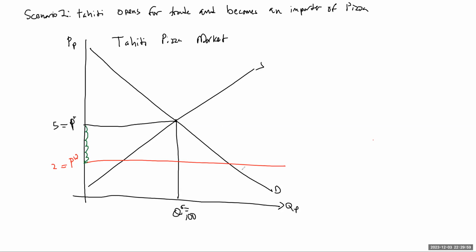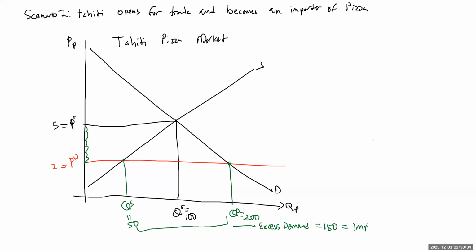Okay. And when that happens, everybody and their grandmother wants to buy pizza. I don't know, 200 slices. But a lot of domestic producers go out of business. So they used to sell 100 slices. Now they only sell 50 slices. You have a difference here. Okay. You have something called excess demand for pizza. And that is equal to 150 slices. And that is met by imports.